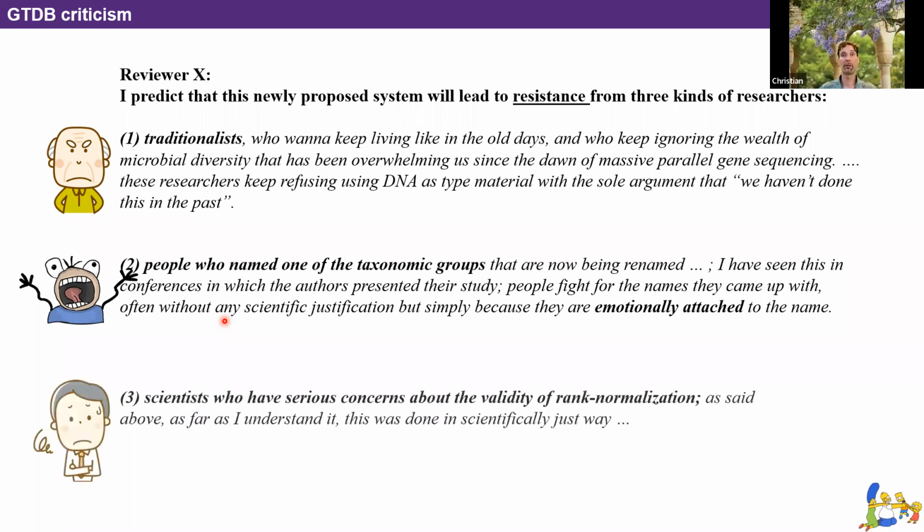Okay, and then the third kind of critics were scientists who have serious concerns about the validity of rank normalization, about our system that I showed you. And as said above, as far as I understand, this was done in a scientifically just way. I would say it has been done.